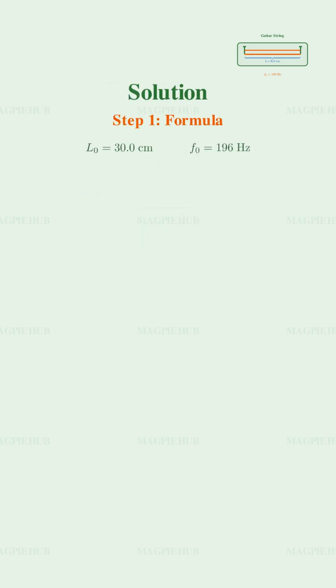Step 1. We know the original length L0 is 30 cm and the open string frequency F0 is 196 Hz. The formula for the required vibrating length is L equals 30 times 196 divided by the desired frequency F. Let us calculate for each note. Step 2. For 220 Hz, L equals 30 times 196 over 220, which gives 26.7 cm.